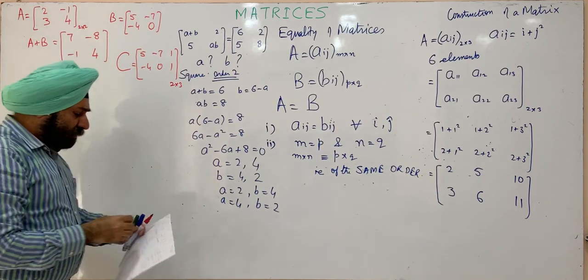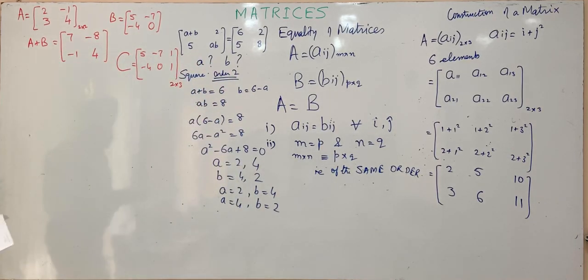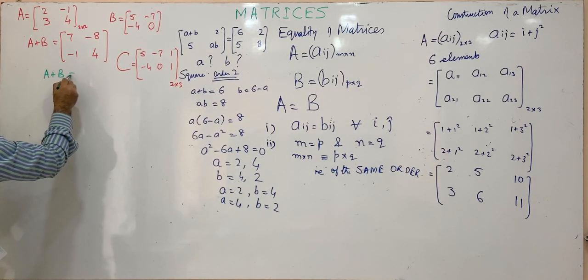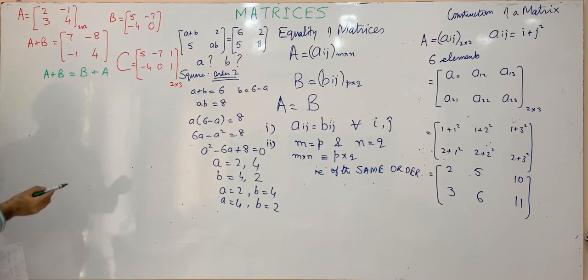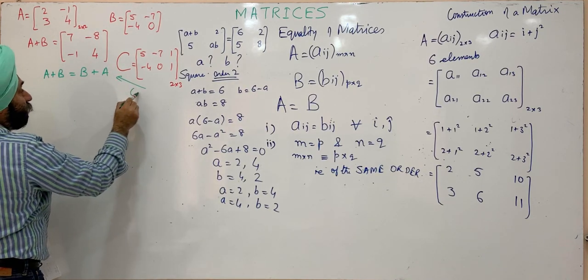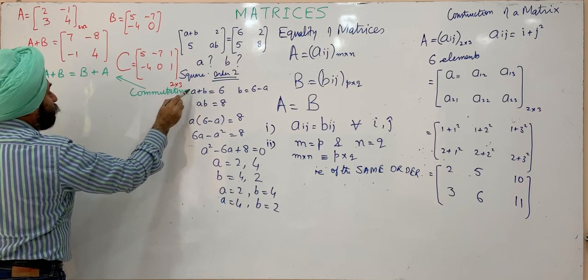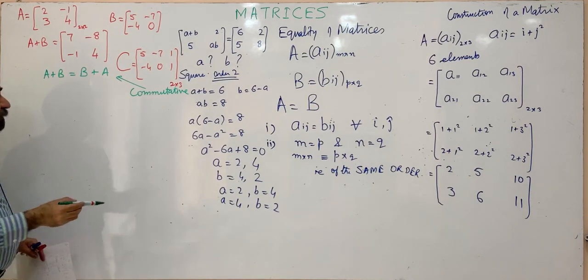Next, let us discuss properties of addition of matrices. First property, A plus B is equal to B plus A. And we know this is called the commutative property, that is, order doesn't matter. If we add B to A or A to B, the result is the same.